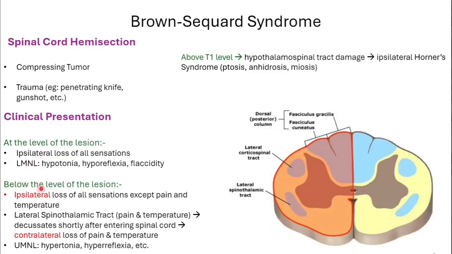Below the level of the lesion, the motor affection is represented by an upper motor neuron lesion. The sensory affection presents with a loss of fine touch, pressure, vibration, and proprioception ipsilaterally, and a loss of pain and temperature contralaterally. And if the lesion occurs anywhere above the level of T1, there could be an affection of the hypothalamo-spinal tract, which can present with an ipsilateral Horner syndrome.